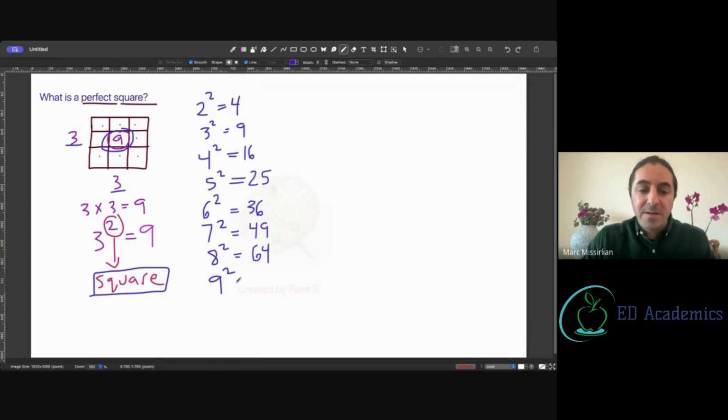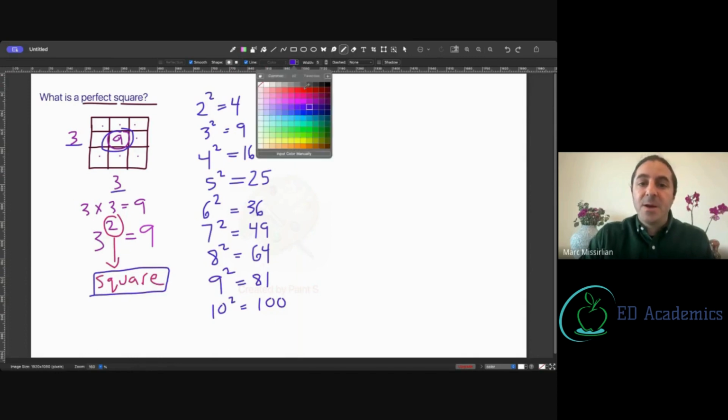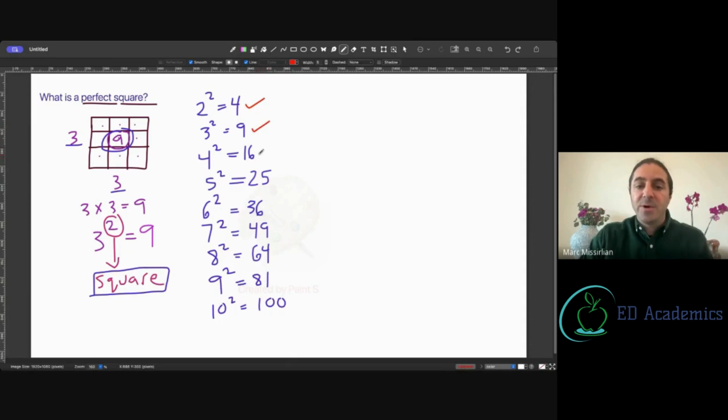9 squared, 81. 10 squared, 100. This list goes on and on. But what we say is that all of these numbers, 4 is a perfect square, 9 is a perfect square, 16 is a perfect square, 25 is a perfect square, 36, 49. Why? Because an area of 16 has a side length of 4. An area of 25 has a side length of 5, and so on.